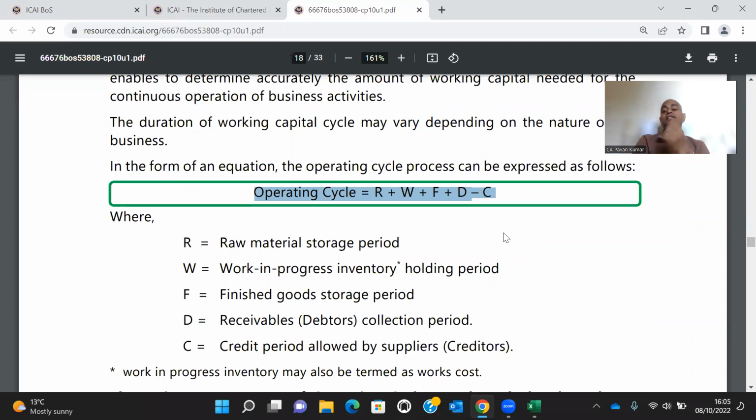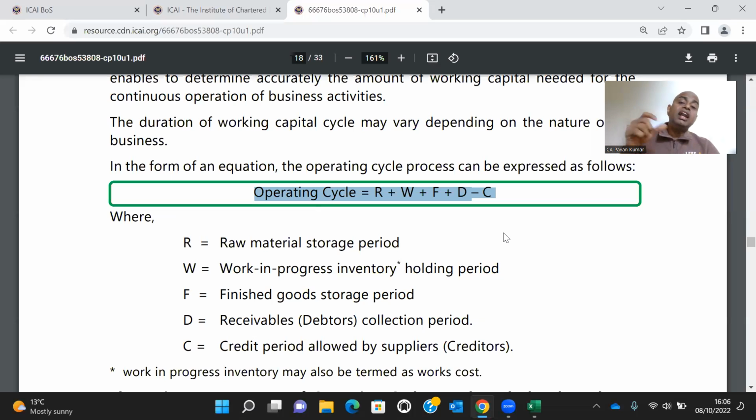Then what is the debtors collection period? Simple, credit period given to debtors. Your regular customer came and asked, I want 100 units of, say, raw material A, or finished good Y. Take it. When will you pay? Pay after 30 days. That is DCP, debtors collection period.